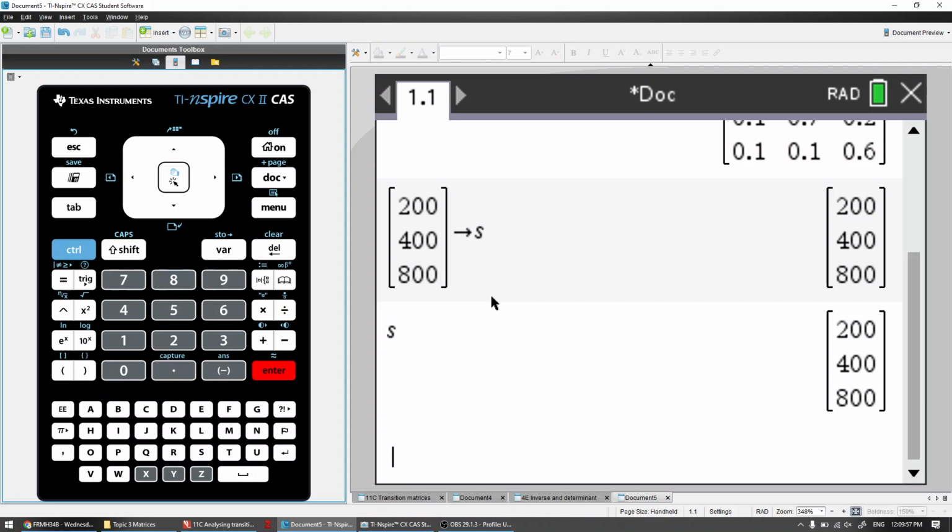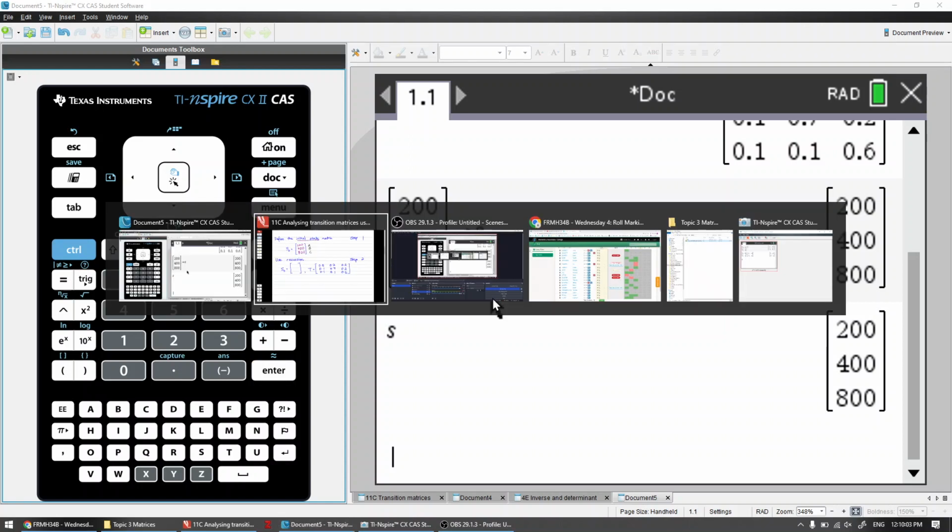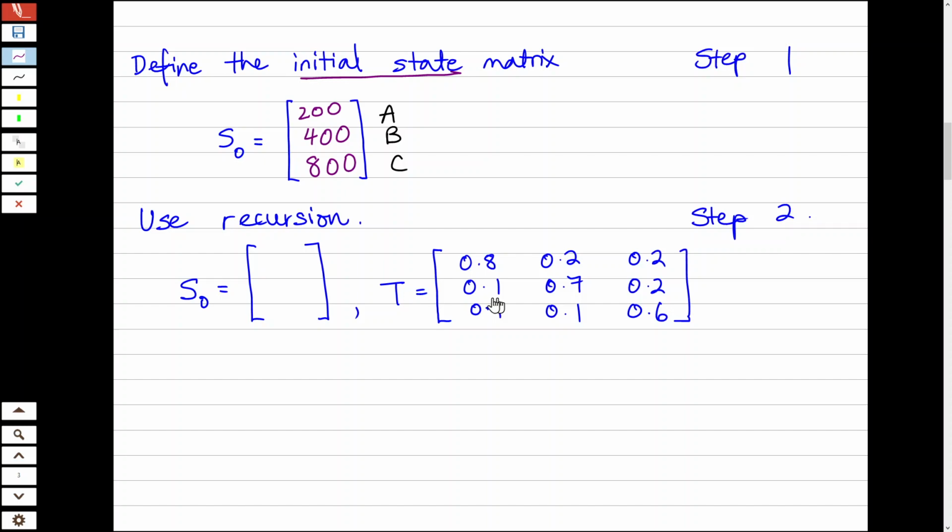All right. Have you got the two matrices stored? Yes. Okay. So we've got two matrices, S0 and T.